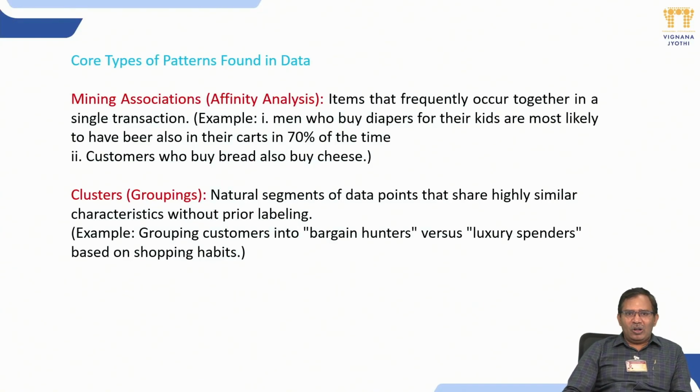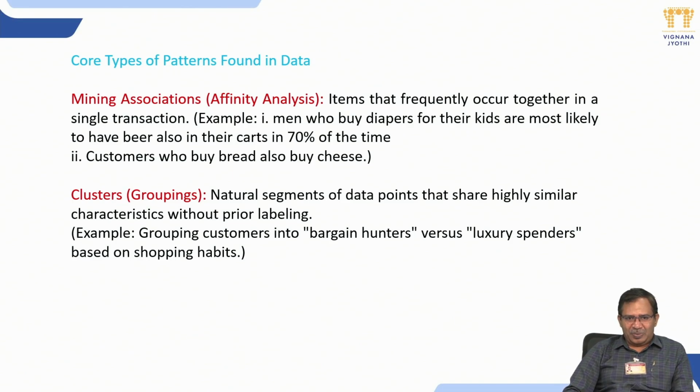The core types of patterns found in data mining are associations, like affinity analysis, where items frequently occur together in a single transaction. Example, men who buy diapers for their kids at weekends are most likely to have beer, especially young fathers. Who buy diapers will buy beer, 70% in their carts for the weekend. Second example, customers who buy bread also buy cheese or butter. So this is the combination that happens.